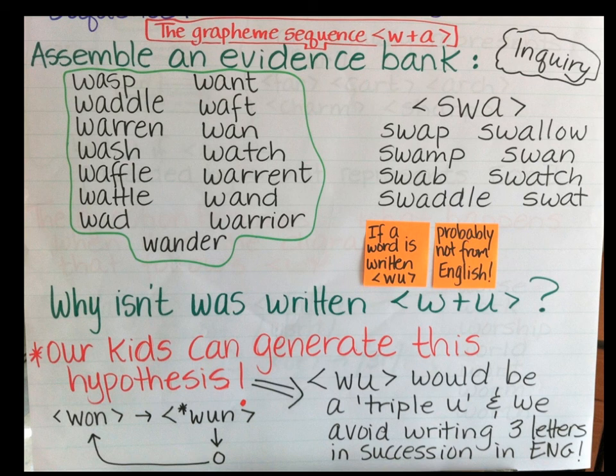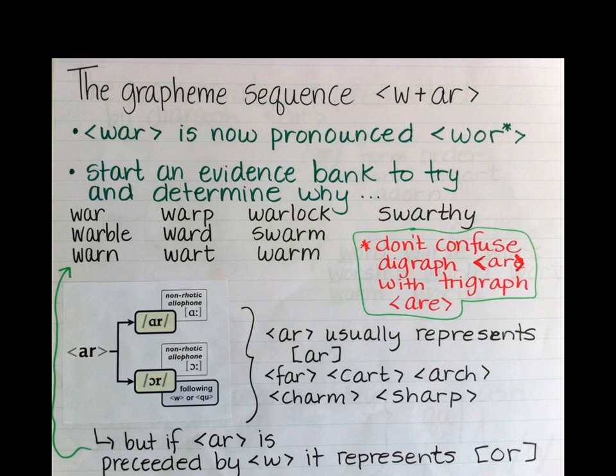When you get to the word "one" right there, for example, the O sound of that with "one" is another way that the word shifts. The grapheme sequence W plus AR. WAR is now pronounced "war" with an O. I think I started this on the previous page. Again, start with an evidence bank to try to determine why this O sound is now there, this "war" sound is now there. And you can find evidence that it is the W plus the AR sound.